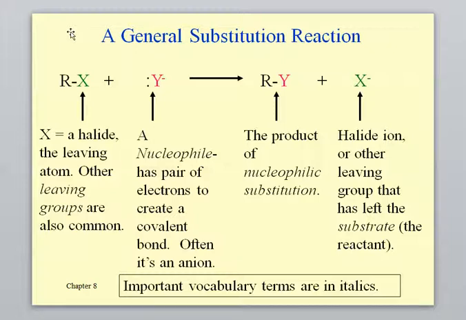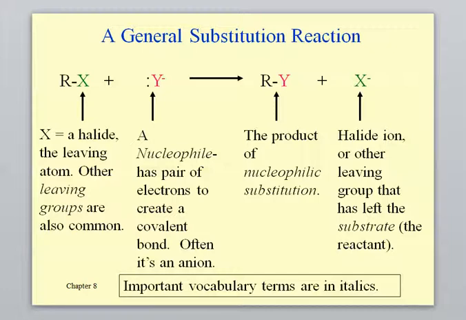So in the product side, we've replaced our halogen with whatever Y is, and the halogen leaves as a negative ion, usually not to be collected or further dealt with, but rather the product, RY, whatever that is, that's really what we're going to be interested in.